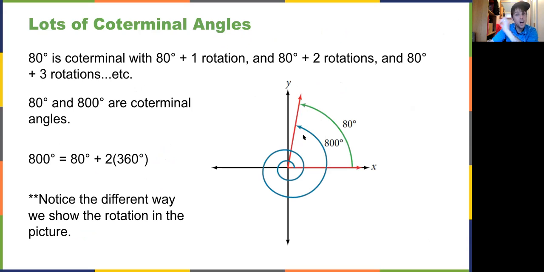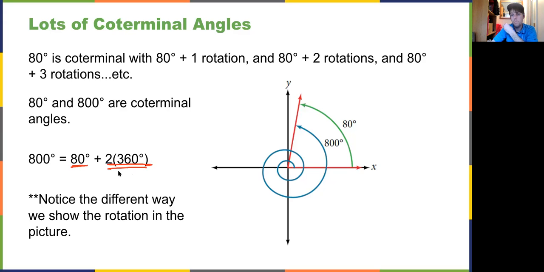80 degrees and 800 degrees are coterminal. They end in the same spot because 80 degrees is just 80 degrees counterclockwise, right? This one here is 800 degrees, multiple rotations. It's actually 2 full rotations and then an extra 80 degrees, right? And you can see that here. Well, 800 is really just 80 degrees, which is the coterminal angle, plus 2 full rotations.